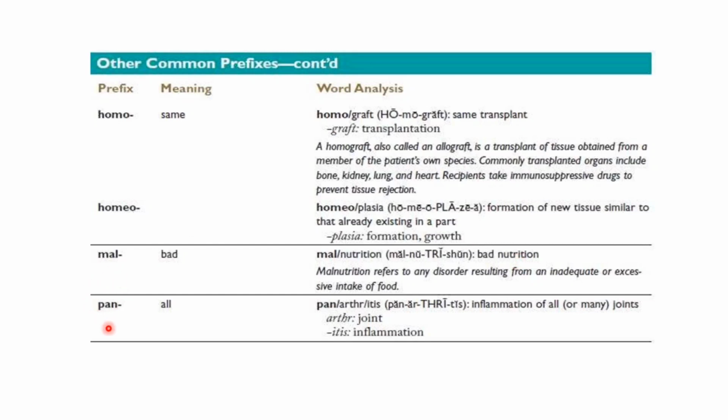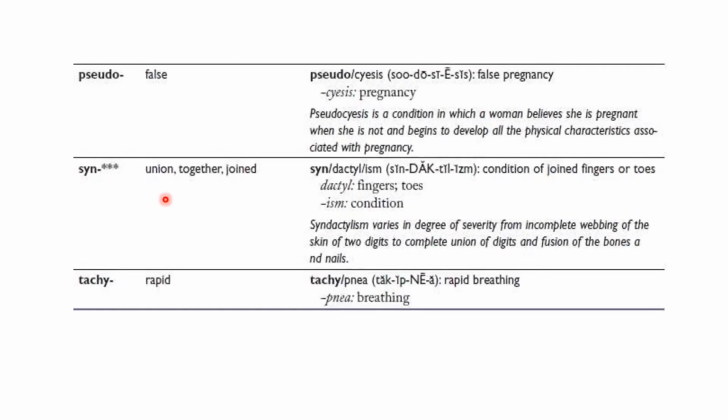Fine. And the other prefix is pan. Pan means all. So panarthritis. Arthritis: itis means inflammation, and arth means joint. So inflammation of all joints. So that is panarthritis. Another one is pseudo. Pseudo means false. So pseudocyesis. Cyesis means pregnancy, and pseudo means false. So pseudocyesis means false pregnancy.